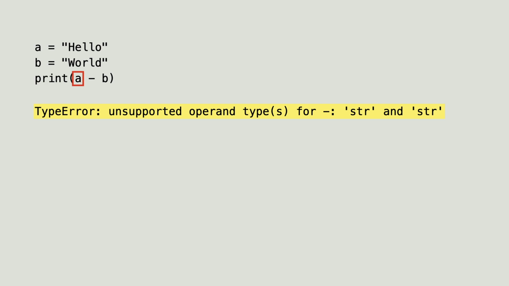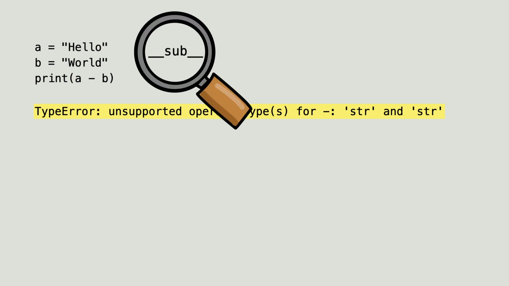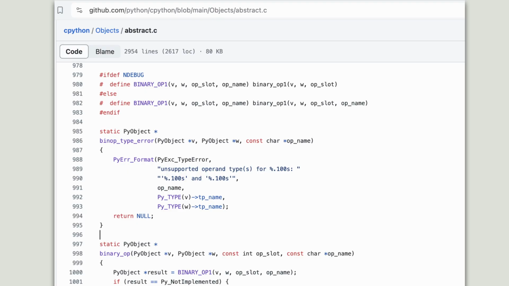Python knows the type of A. It is a string. It now searches in the string type for a method called dunder sub. But dunder sub is not supported in string types, and Python gives a type error with the message you see on the screen. If you ever wonder how things work in Python and the documentation does not provide the technical details, you can always look at the CPython source code on GitHub. Look at the code. There is our error message.